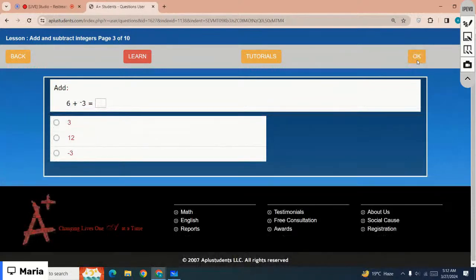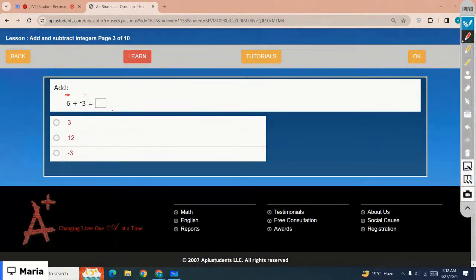Okay, 6 plus minus 3. So 6 is a number with a greater magnitude, right? That means the answer must be positive. And adding a negative integer is the same as subtracting. So 6 minus 3 is 3. The correct option is 3. Got it?